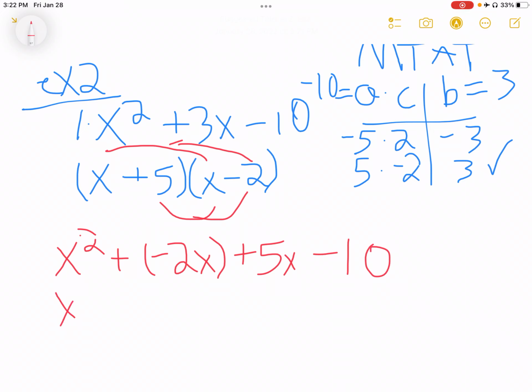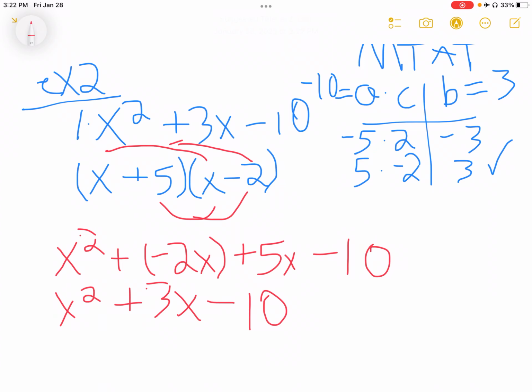So at the end, we don't have any other x squareds we can combine. We have minus 2x plus 5x. So that would be plus 3x, and we have minus 10. So we ended up with what we started with, so we can be confident that we did it correctly.